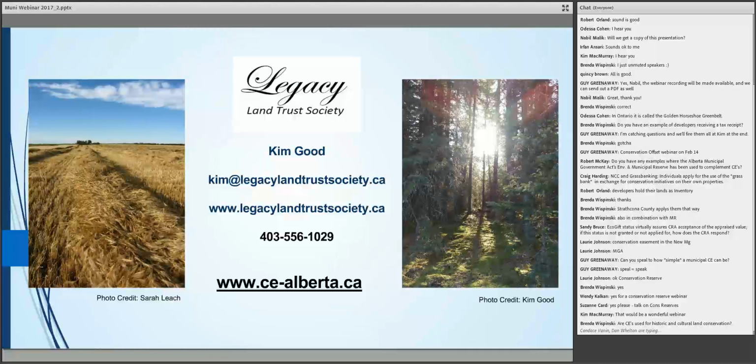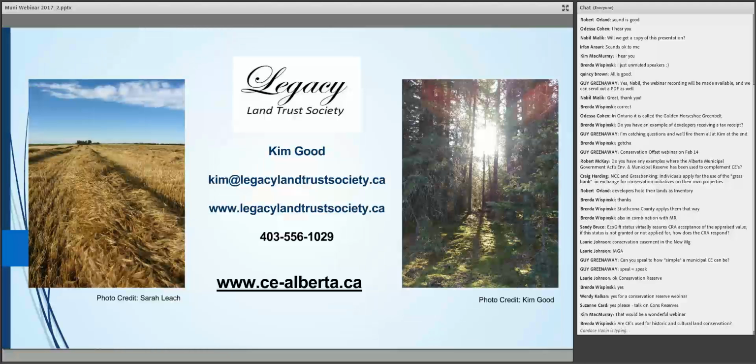So the landowner is voluntarily saying, yeah, I'll do this for, and this other stuff is happening. Brenda added another question: are conservation easements used for historic and cultural land conservation? One of the mandates of Legacy Land Trust is the protection of heritage and historical properties. And no, it's not one of the purposes of conservation easements as they stand today.